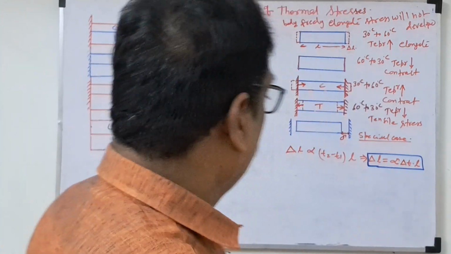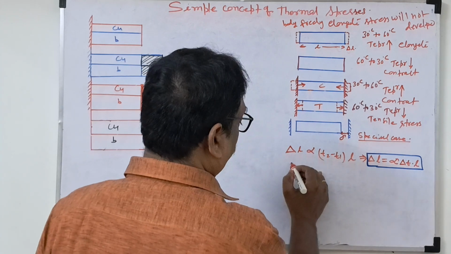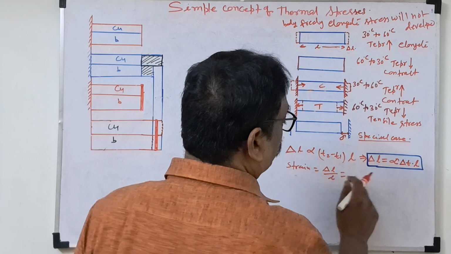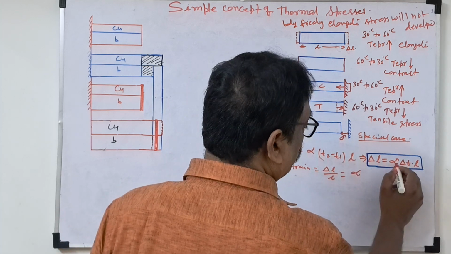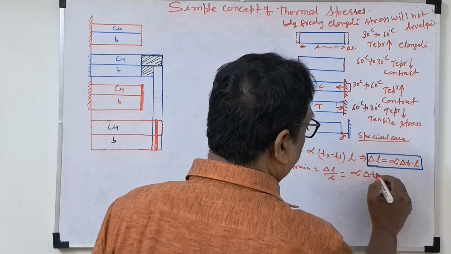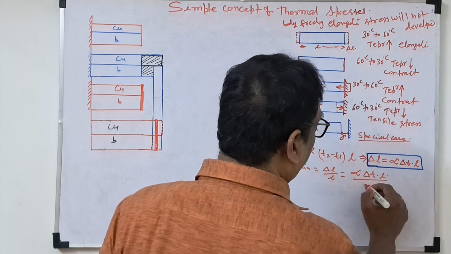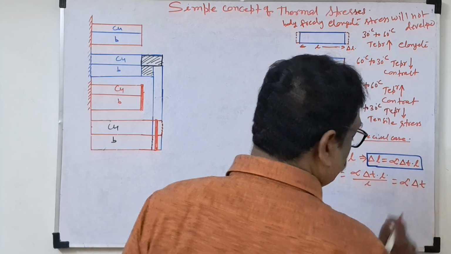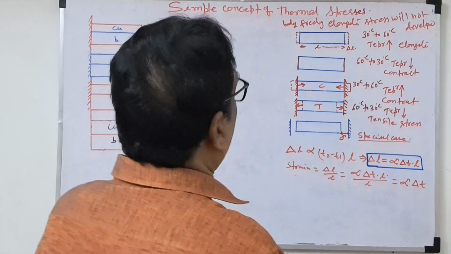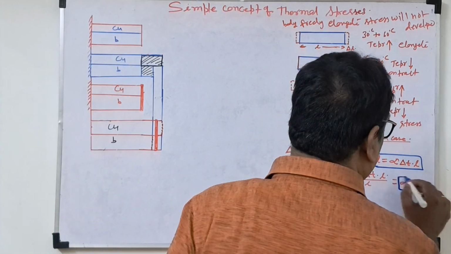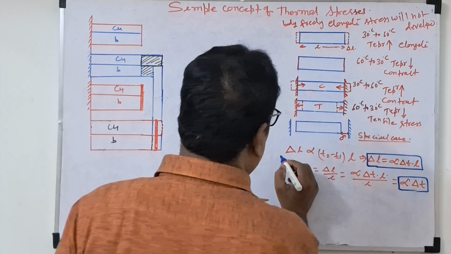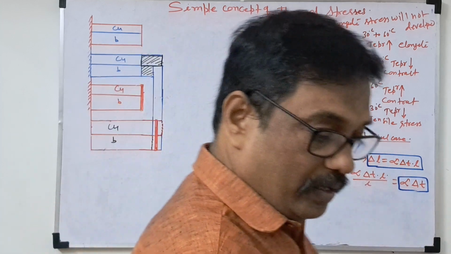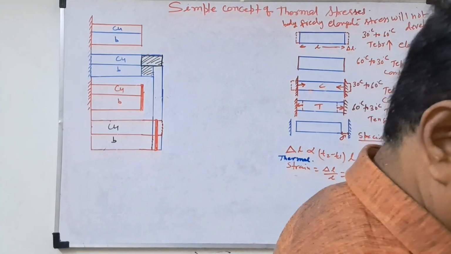Once we know this, suppose they ask what the strain is. Strain is the change in length to the original length. The change in length is alpha delta T L, divided by L. So the final formula is alpha delta T. This is the strain of this body, called thermal strain.